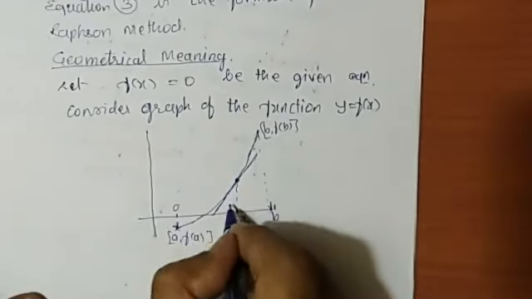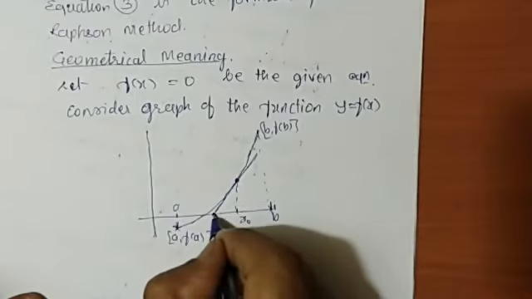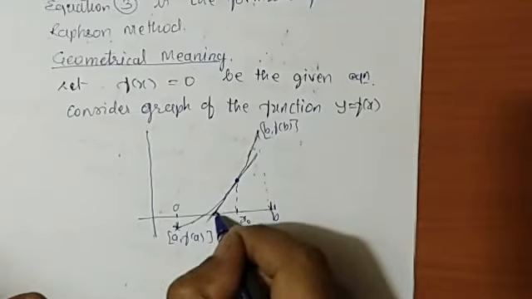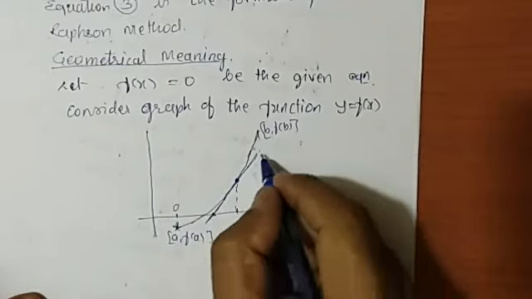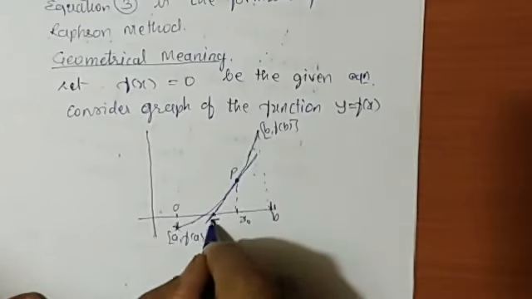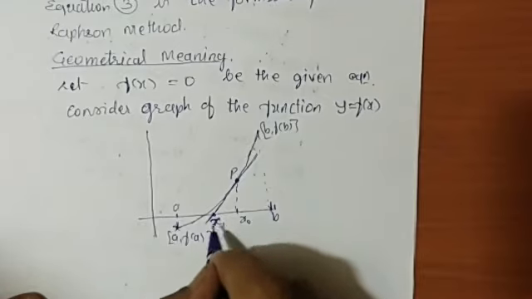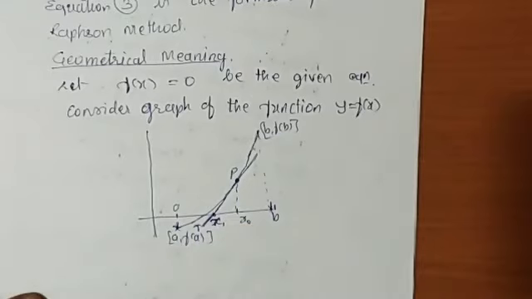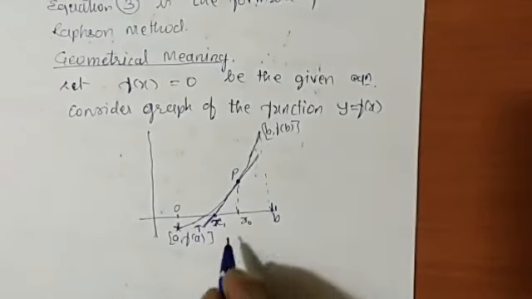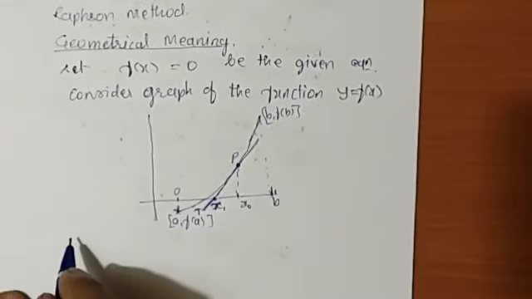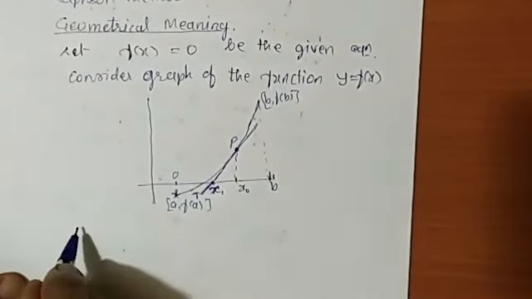So at this point x naught, I draw the tangent. I consider the next improved route as the point at which this tangent PT cuts the x-axis. This I call as x1. This tangent is PT. Right? Now, what is the equation of the tangent?